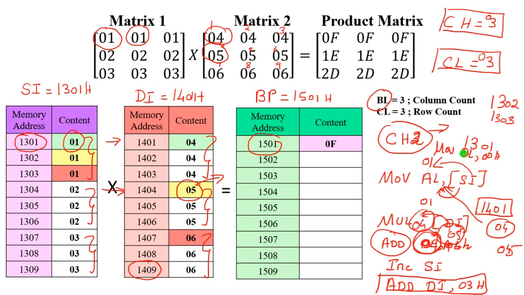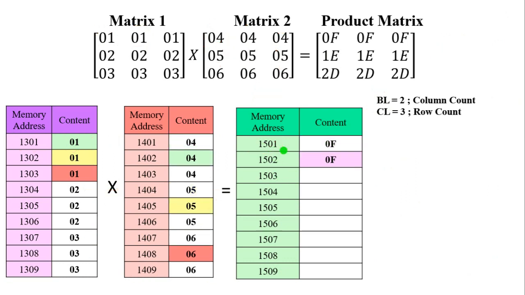Okay, now this value is moved into the AL register. The value becomes 01. Next, multiplication of DI. Okay, multiplication of DI, the final result. Once the CH value becomes 0, what is going to happen? We are going to get the first element of our product. The answer becomes 0. Yeah, it can be stored in this 1501. Like that, we are going to perform.